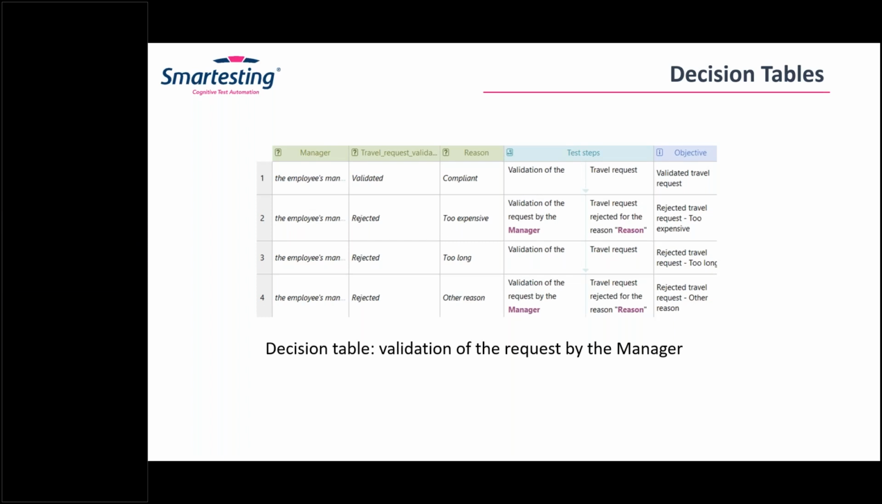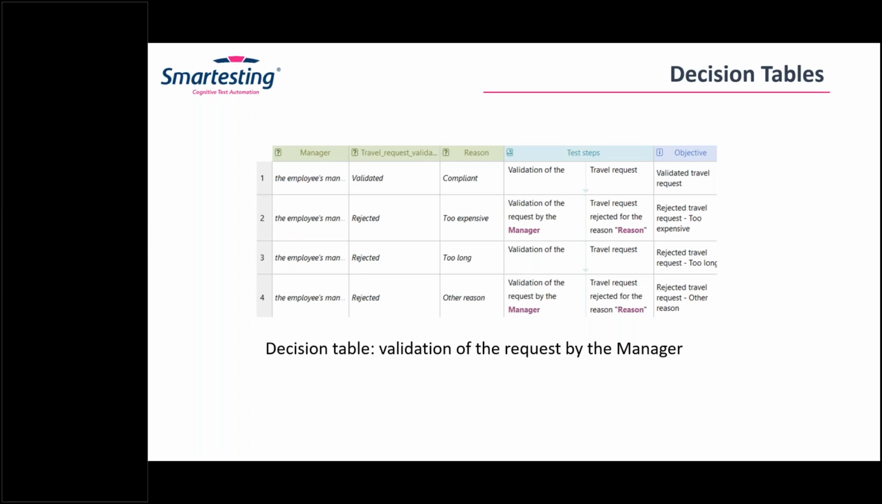For example, I've shown in this slide one of the tables that details the business rules for refusing a request. So the manager will have to be driven by certain business rules to refuse a travel request. It could be that the travel is too expensive, or the travel is too long, or there could be other reasons.